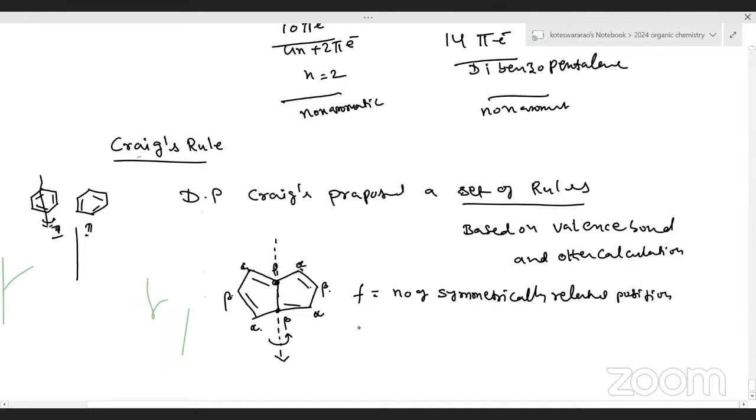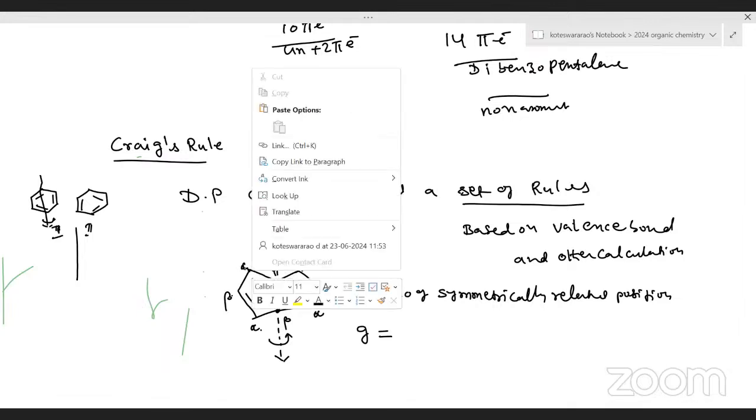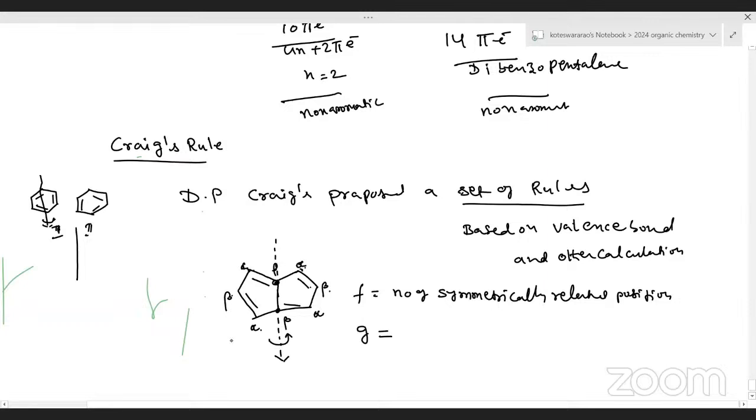Next, another term is there: G. What is G? Suppose whenever we rotate this molecule, this alpha is replaced with a beta; that means one spin symbol is replaced with a different spin symbol. That is called G. G is the number of spin positions which are replaced with different spin symbols on rotation across the axis during the formation of the Kekulé structure. Right?